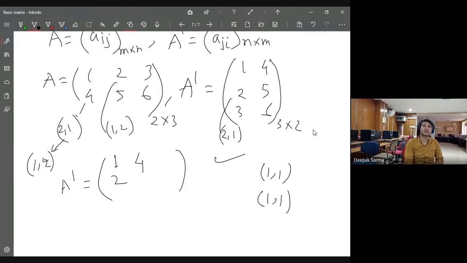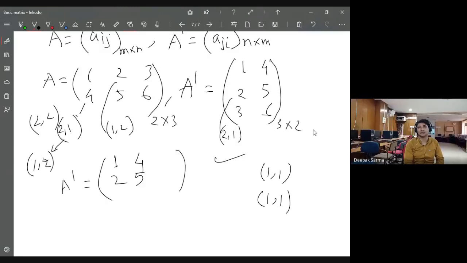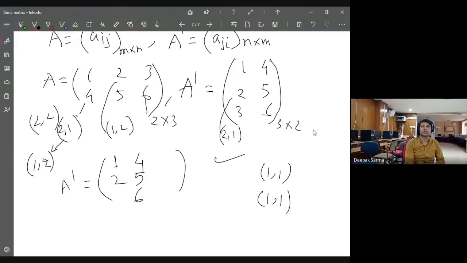Suppose 5 here. The position of 5 is 2,2. If you interchange them, it is again 2,2. Suppose we choose another one, 6. It is 2,3, so it goes to 3,2. So 6 will be there. Suppose again, 3 is in 1,3, so it will move to 3,1. Okay, so this is the matrix.